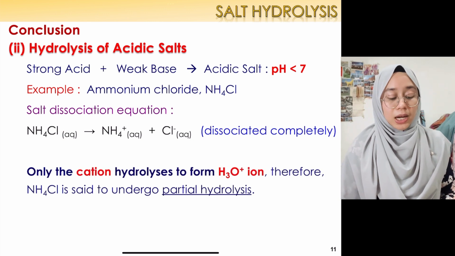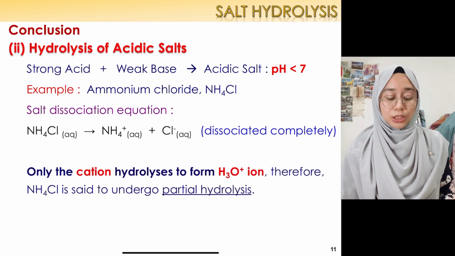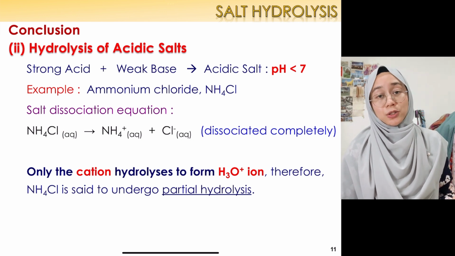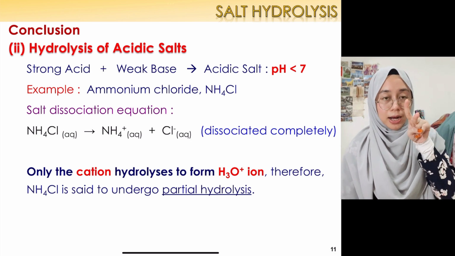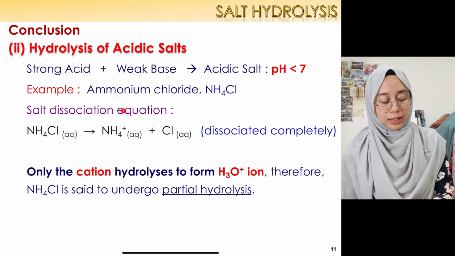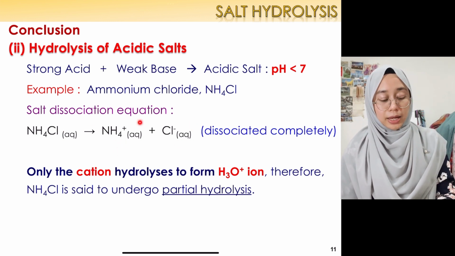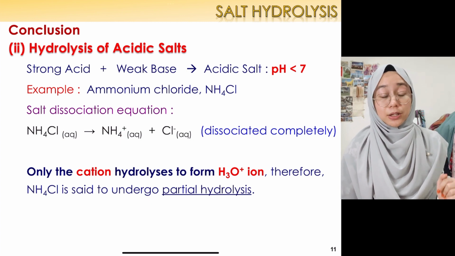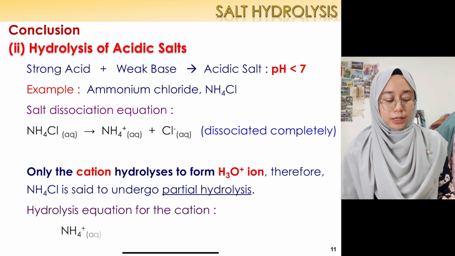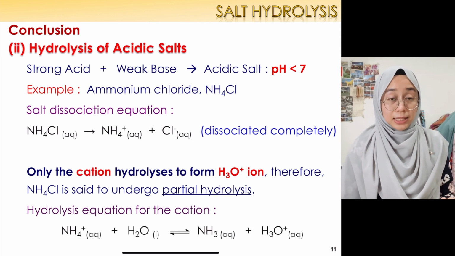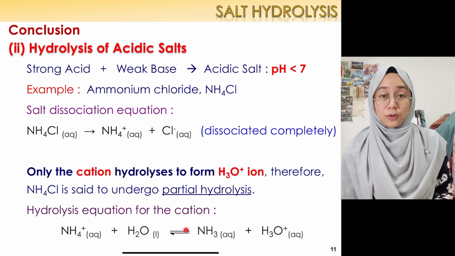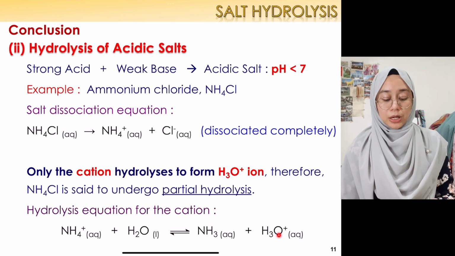Okay, so only the cation hydrolyzes to form the H3O plus ion, therefore NH4Cl is said to undergo partial hydrolysis sebab antara dua ion yang ada dekat sini, okay, antara NH4 plus dengan Cl minus, only NH4 plus yang undergoes hydrolysis, therefore dia dipanggil sebagai partial hydrolysis lah. So hydrolysis equation for the cation would be NH4 plus H2O. Okay, dekat sini kita akan guna arrow reversible pula, producing ammonia and also H3O plus.